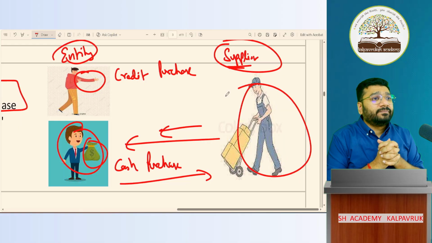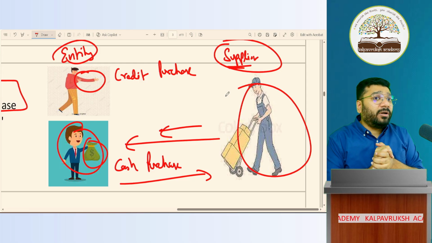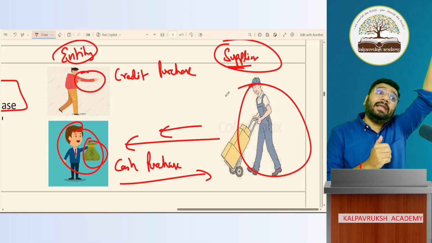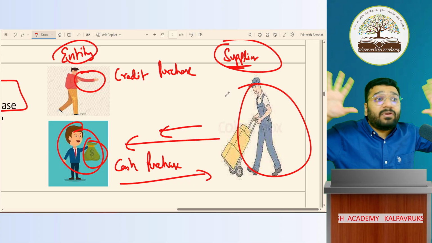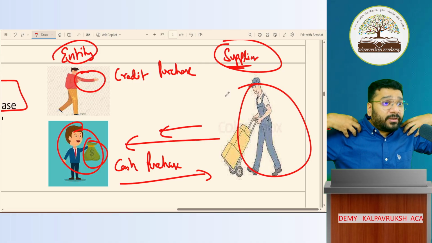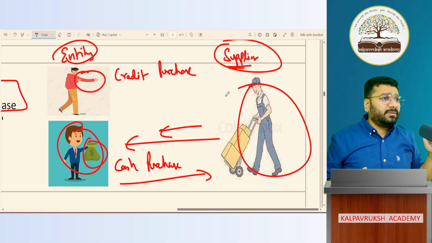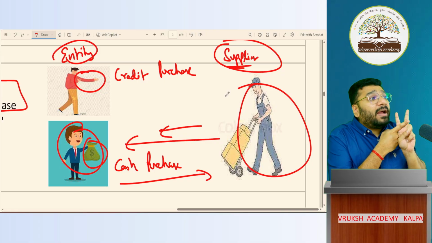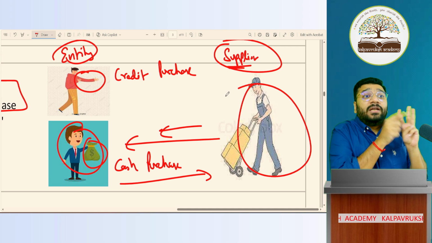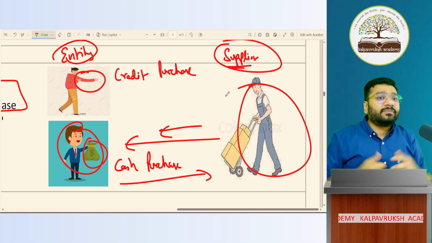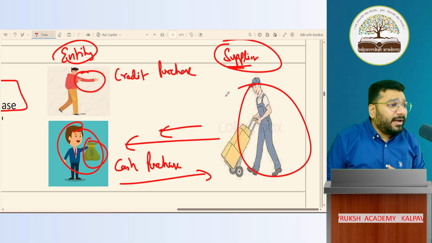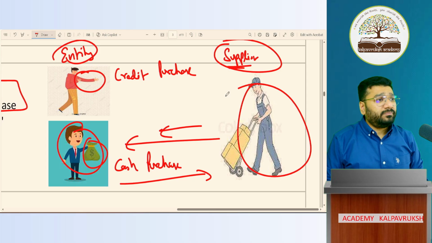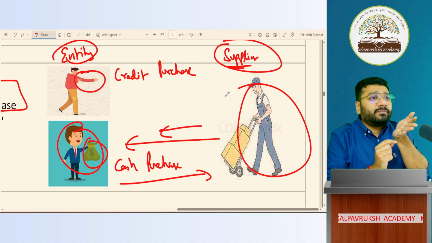But if I'm dealing with a credit transaction, what does it mean? I'm buying now, but I have to pay later. In business, I'm buying on credit not from one person, but from 100 different people. I have to pay 100 different amounts on different dates. Is it possible for me to remember everything? Is it possible for me to remember that to Ram I have to pay 100, to Sham I have to pay 200, to Ghanshyam I have to pay 500? Will I be able to remember? No. So you have to make a note of it.